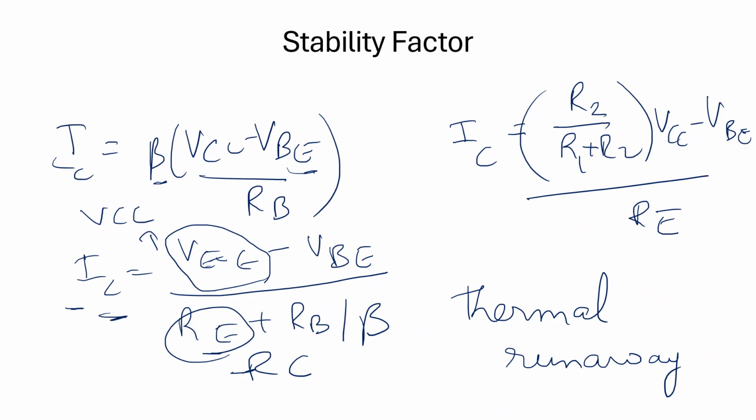So it is desirable and necessary to keep IC constant in the face of variations of ICBO. Sometimes it is also represented as ICO, the saturation current. The stability factor S is given by the change in the collector current divided by the change in reverse saturation current at constant VBE and beta. So it is very important to maintain the output current IC.